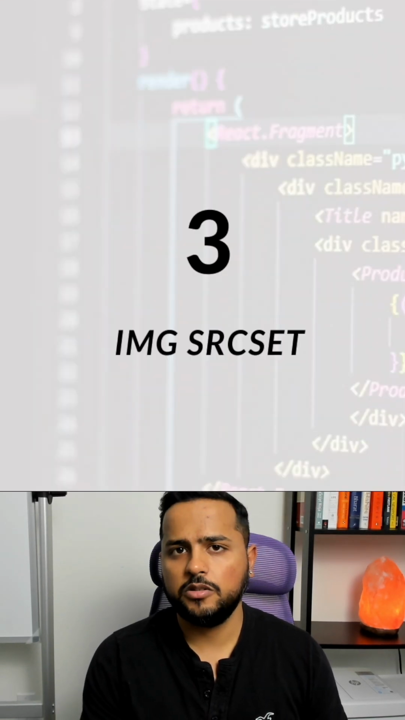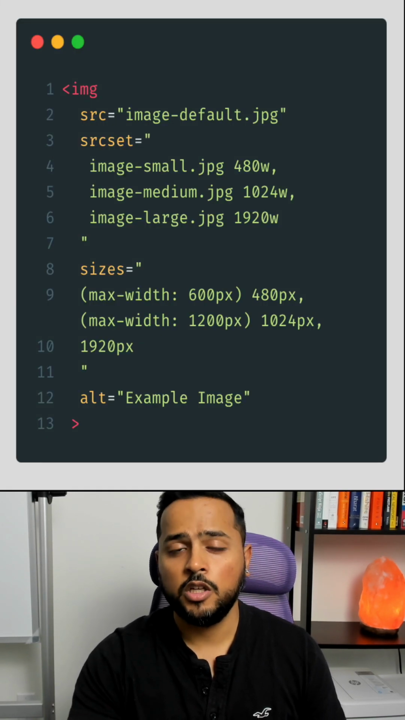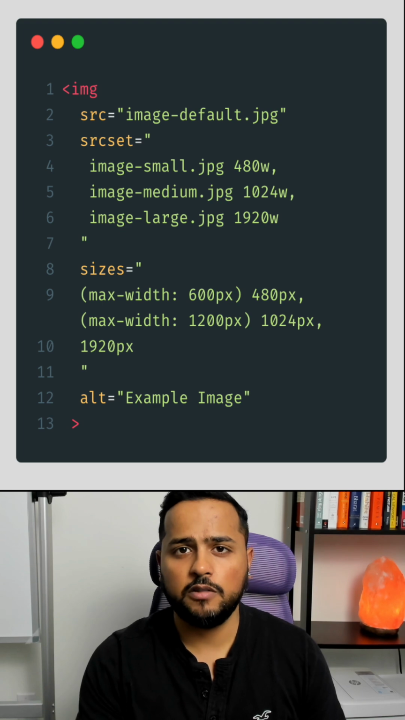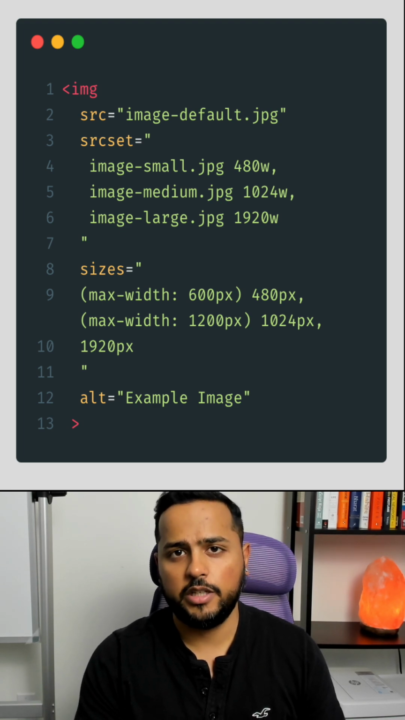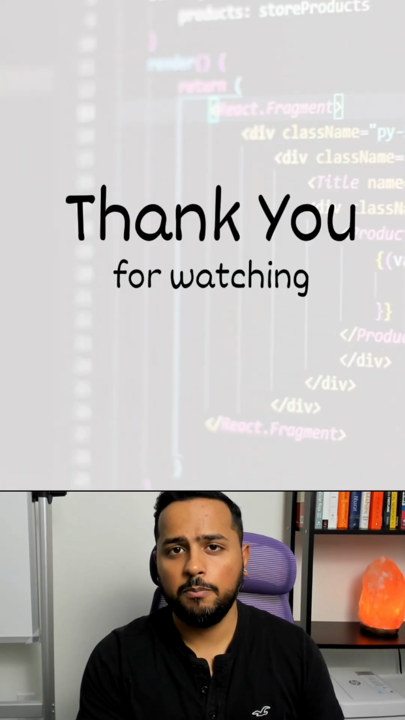Tip number three is to use image source set. Using image source set, you can serve different sized images on different resolutions. So you can serve smaller images on mobile and serve bigger sized images on desktop. And that is pretty much it. Optimize your images, speed up your site, and improve your SEO score.